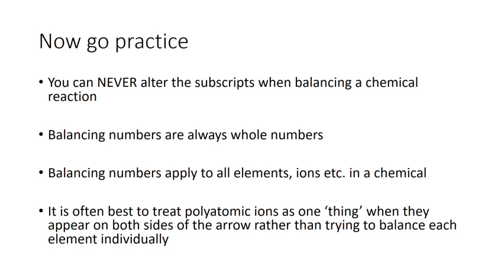Okay, some things to remember before I leave you. You can never alter the subscripts when balancing a chemical reaction. Balancing numbers are always whole numbers. Balancing numbers apply to all elements, ions, etc. in a chemical, and it is often best to treat polyatomic ions as one thing when they appear on both sides of the arrow rather than trying to balance each element individually. When they appear as different things on either side of the arrow, usually that's a redox reaction, and we will talk about balancing redox at another time.